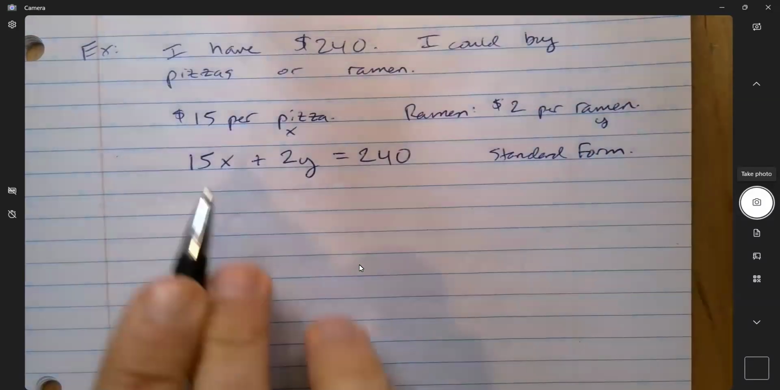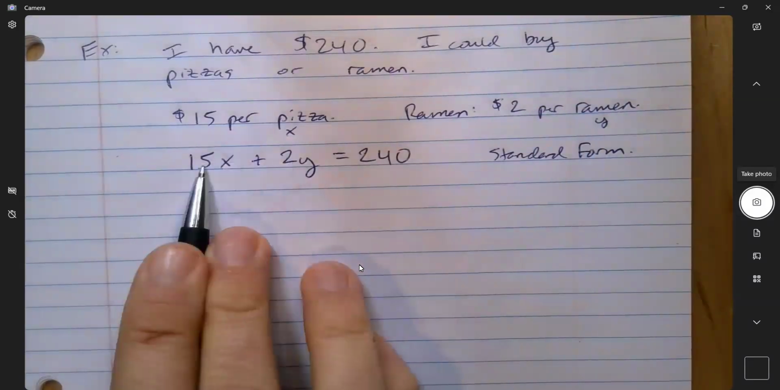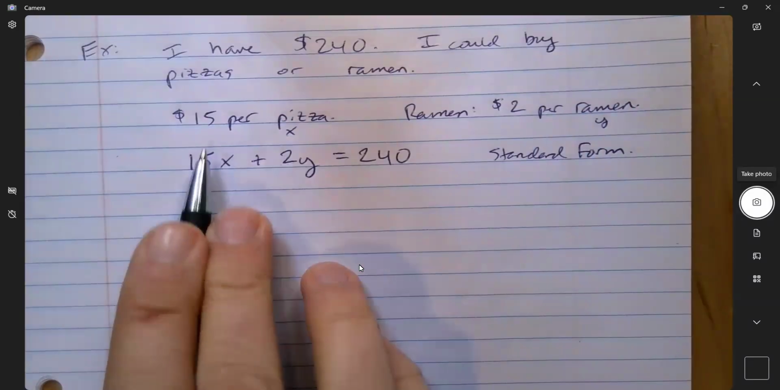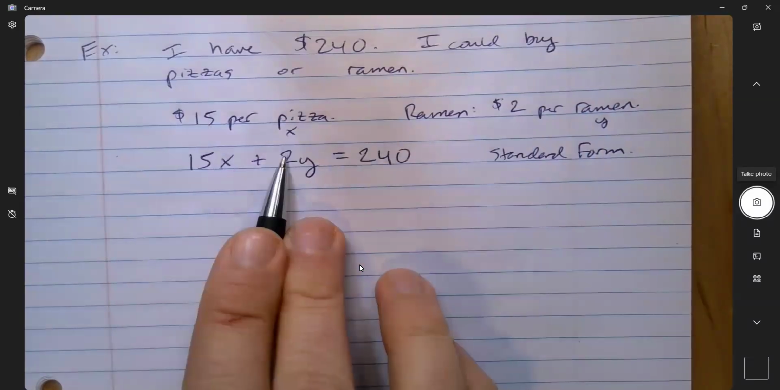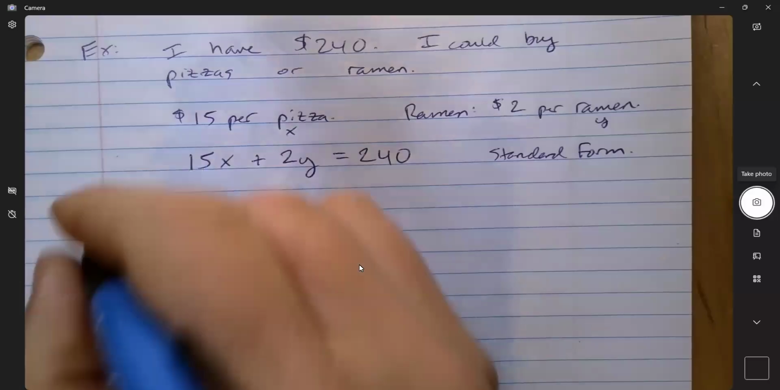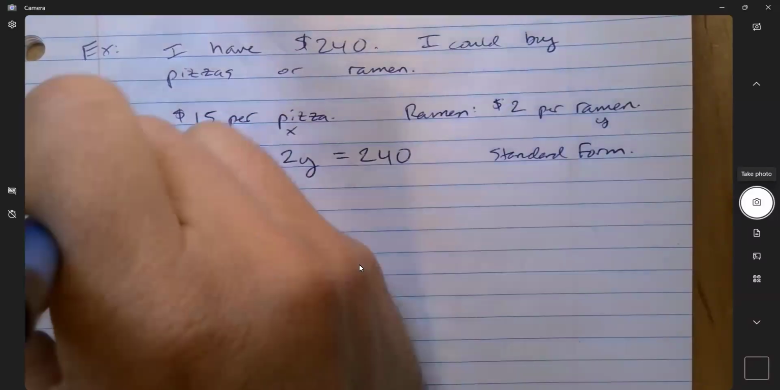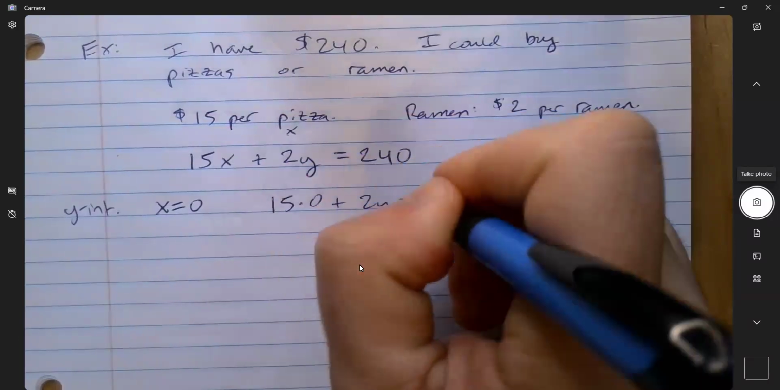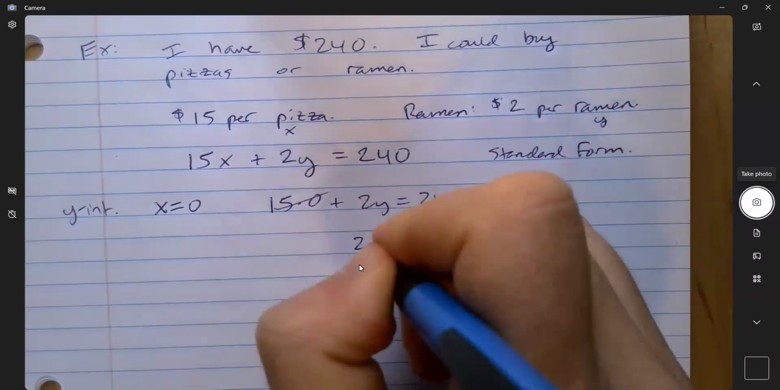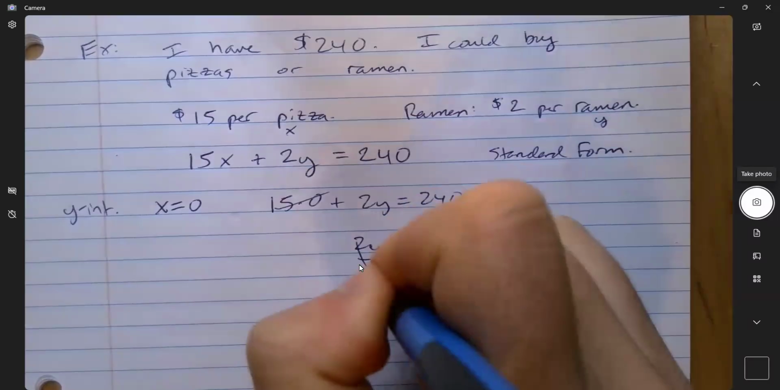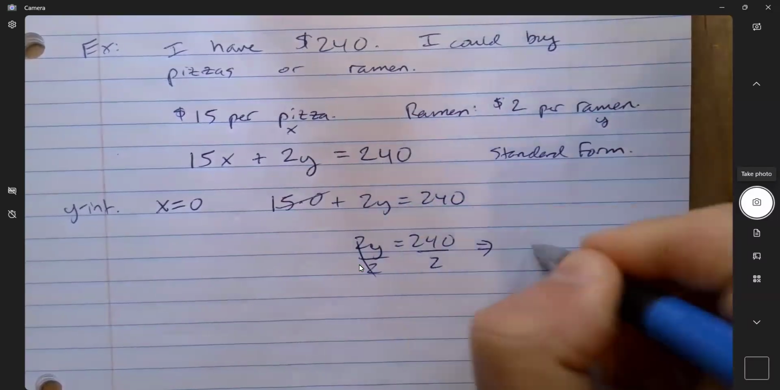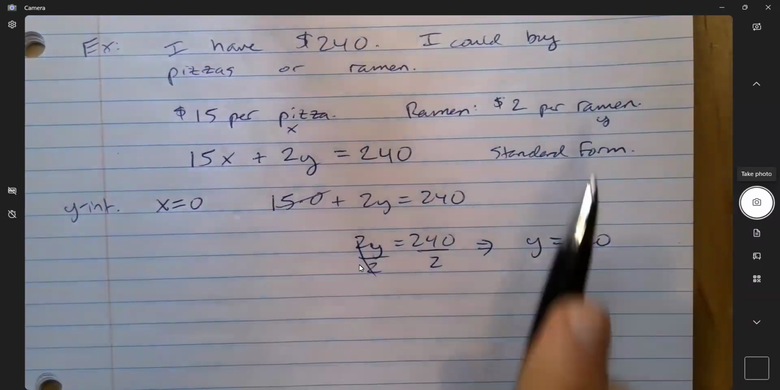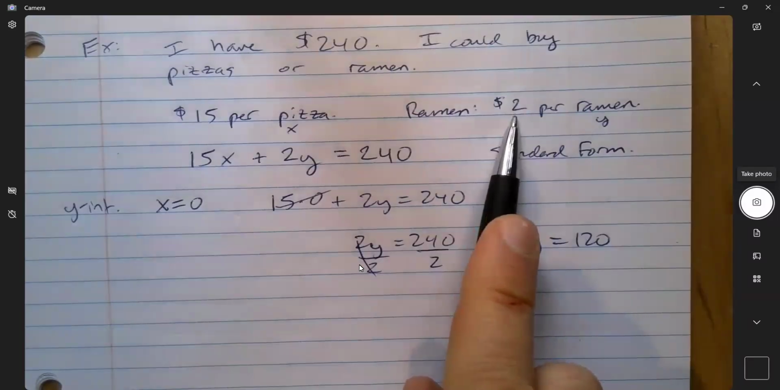Now, if I want to graph this, I can't just grab the 15 and the 2. These numbers here are not the intercepts. These numbers here are the price per pizza and the price per ramen. So in order to find the intercepts, I have to try the y-intercept where x equals 0. So that's 15 times 0 plus 2y equals 240. 2y equals 240, and I get y equals 120, which makes sense. If I have $240, I can buy 120 packs of ramen at $2 each.